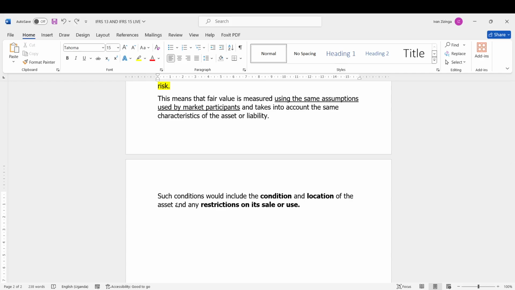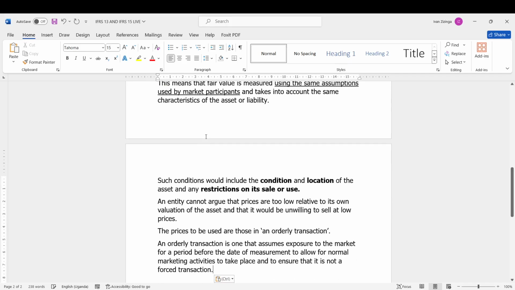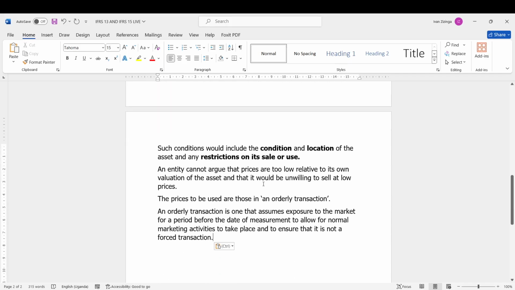When it comes to attaching prices on the asset, an entity cannot claim that, you know what, you are giving me less price compared to the value I am personally attaching to my land.